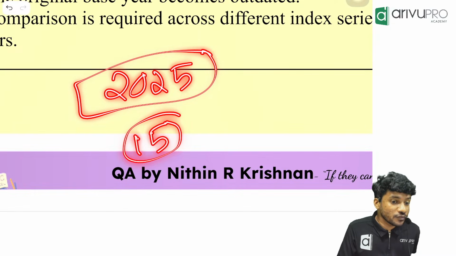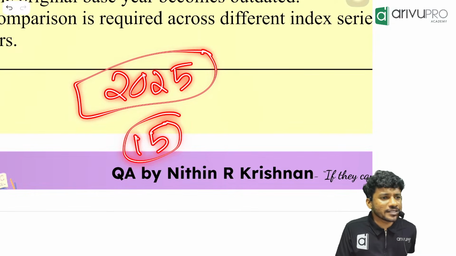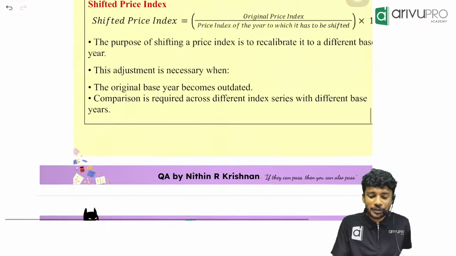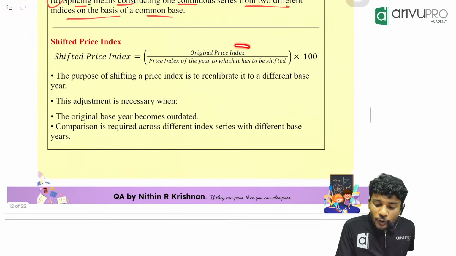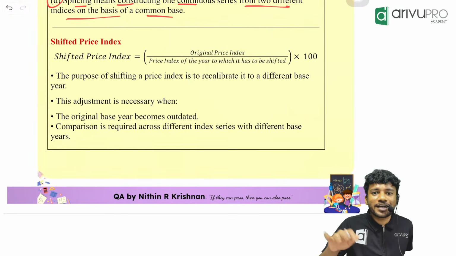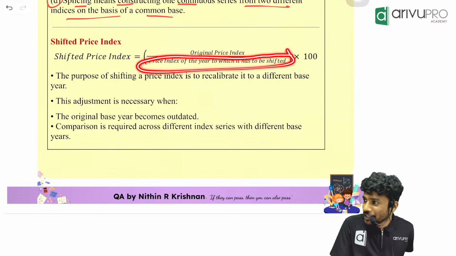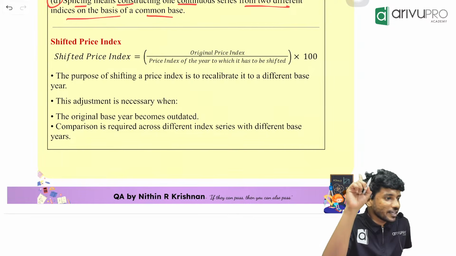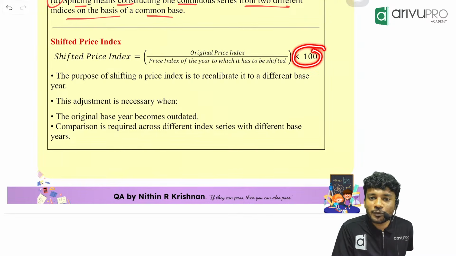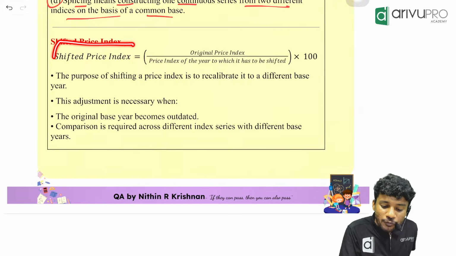But I want to shift to a new base year. New base year will be, for example, 2020, I want to shift. So how to shift an index number is very easy, people. We will write the original price index, whatever is my current index number, divided by the price index of the year which I want to shift. That will be given in the question. We will multiply it with 100.